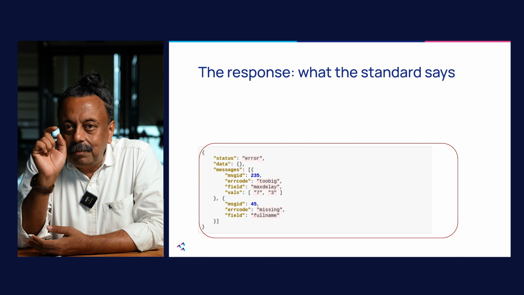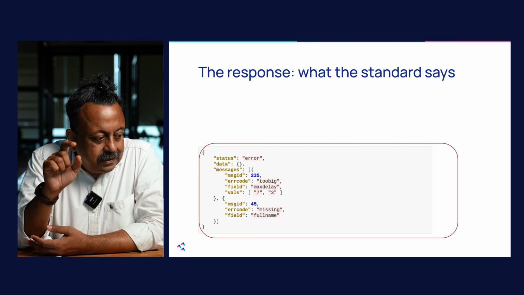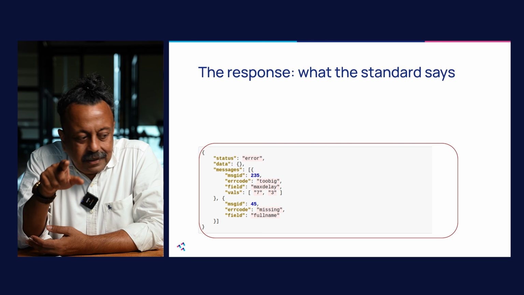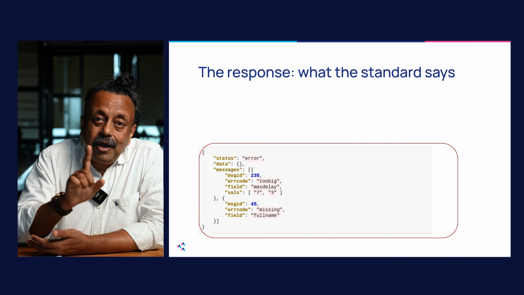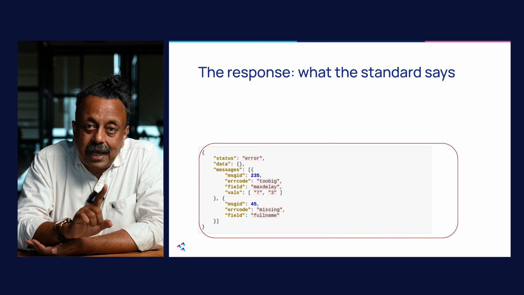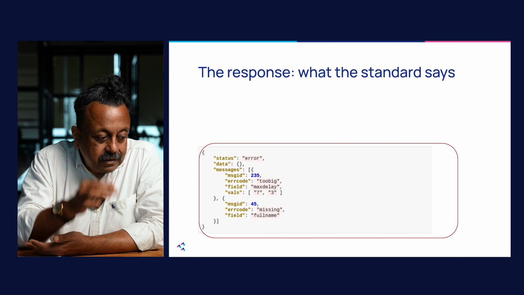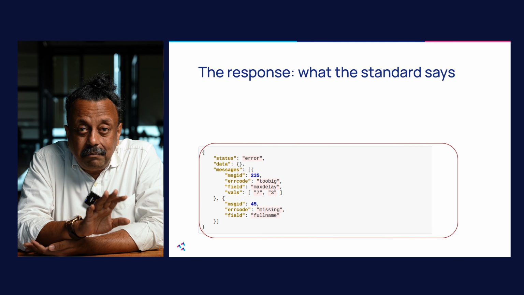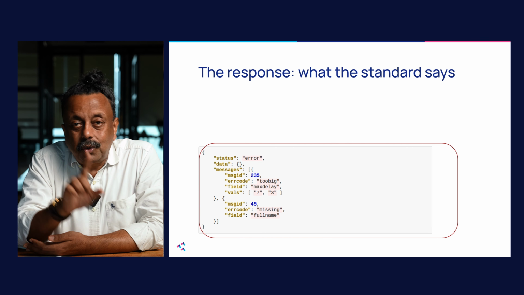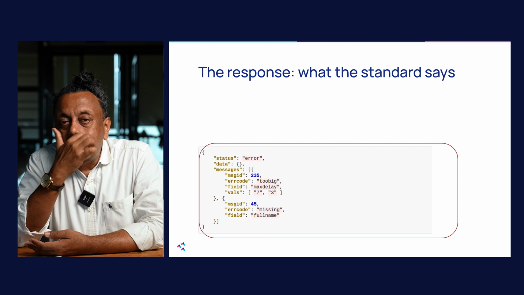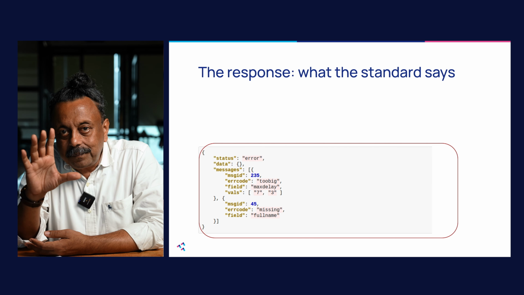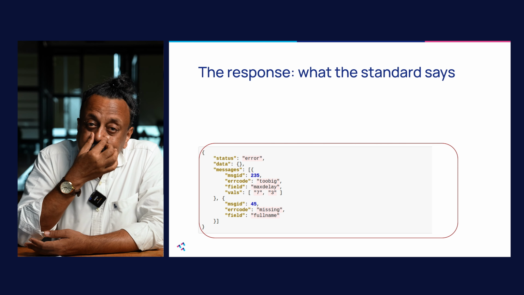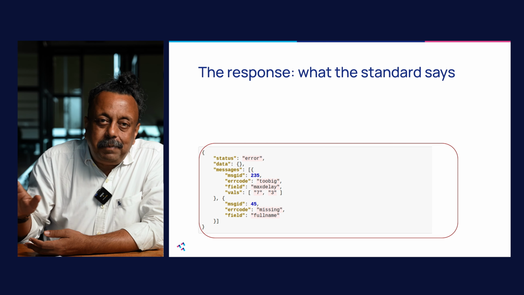This is what that looks like. See, the status has now become error. The data block is now an empty object. And look at the messages. The messages is an array of objects, each of which has 3 to 4 fields. Well, it can have a minimum of 2 fields. So the messages array will have objects, and each object will have 2, 3, or 4 fields.